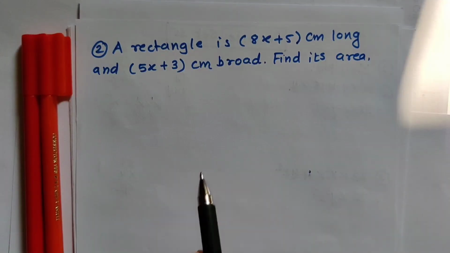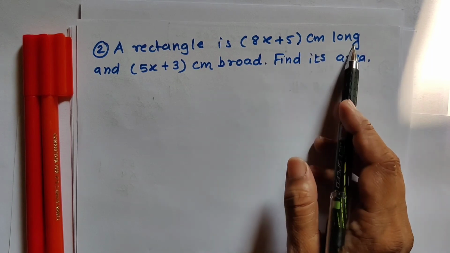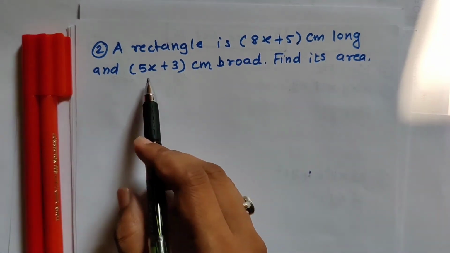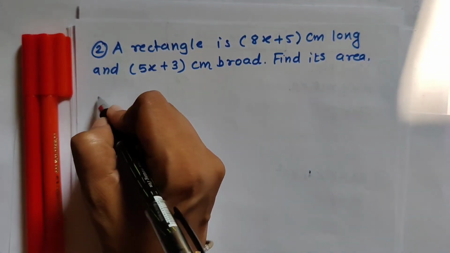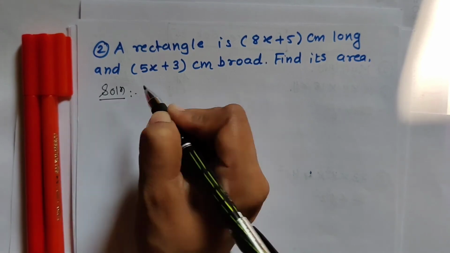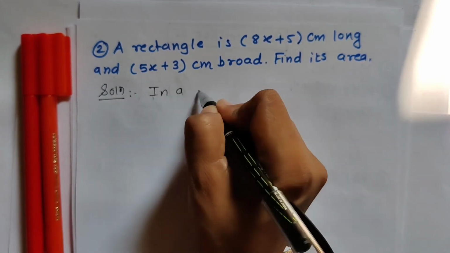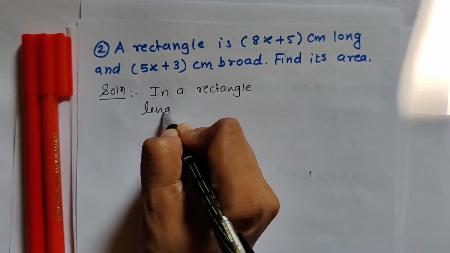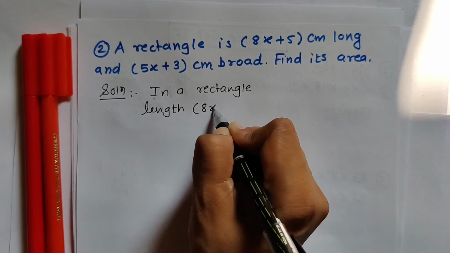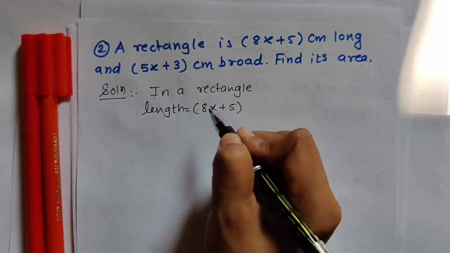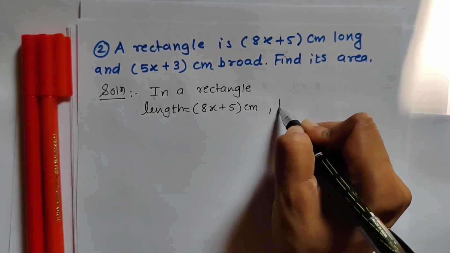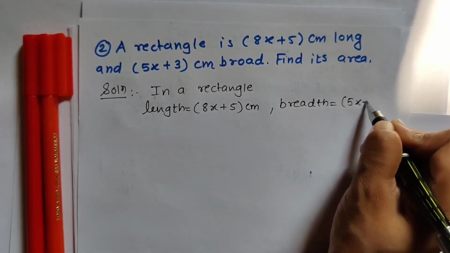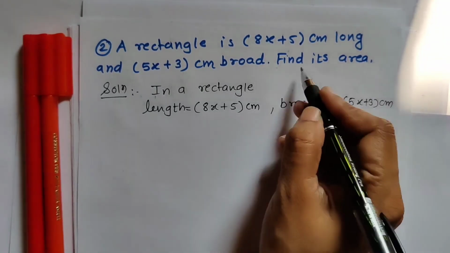Question number 2. A rectangle is 8x plus 5 centimeter long. That means this is the length of the rectangle. And 5x plus 3 centimeter broad. That means this is the breadth of the rectangle. So we are going to write the solution. In a rectangle, length is 8x plus 5 centimeter and breadth is 5x plus 3 centimeter. Now what is asked? We have to find the area.